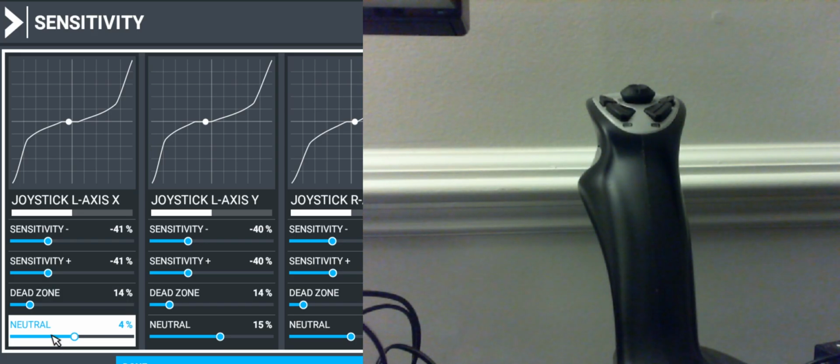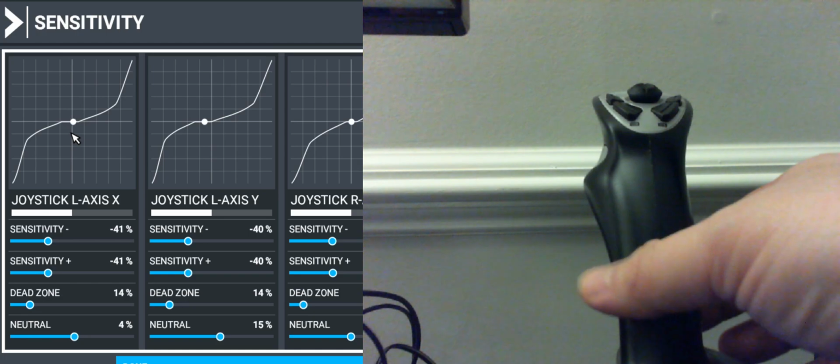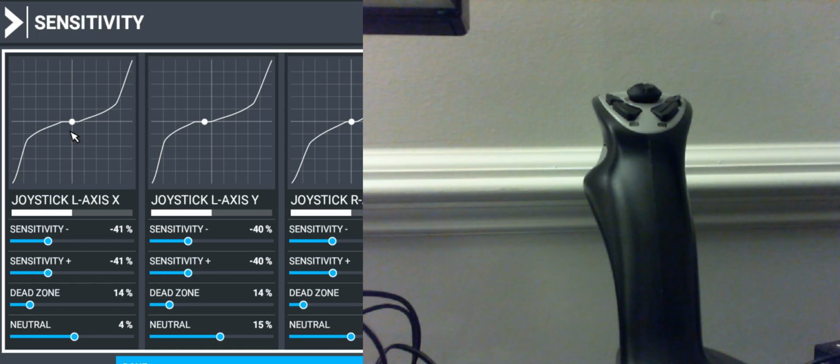Next is neutral. Neutral determines where in the graph the dead zone lies. You want the flat portion of the curve to be around the dot. What does that mean? Let's try that again. That means when the stick is in neutral, or at zero, you want to use the neutral slider and tweak it in such a way that it is in the middle of the dead zone. Notice just me using my mouse already introduces some input to my very sensitive joystick. That's why I have it at -41%, but also that's why I have a wider dead zone than most.